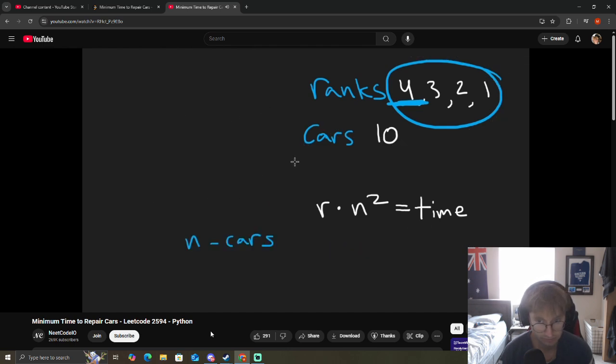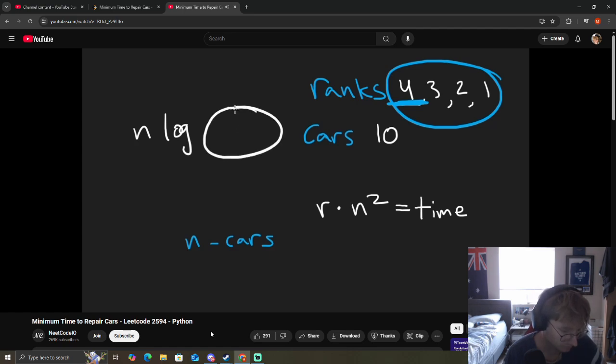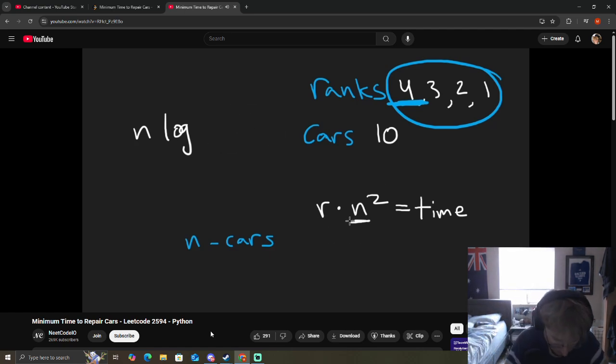I think the time complexity is going to be n, where n is the number of mechanics that we're given, and then log of the right number that we had, which was the rank multiplied by the number of cars squared. I don't know how to write that, so I guess I'll just do r times c squared, and the rank is just any rank from the input. But anyways, I think this is probably precise enough.